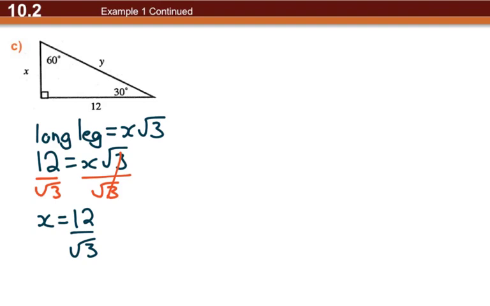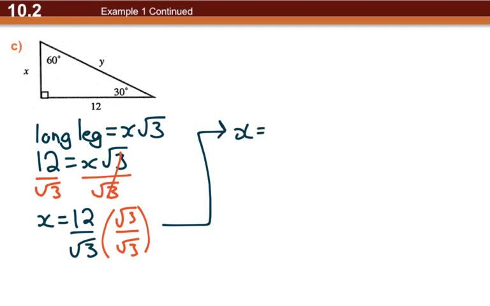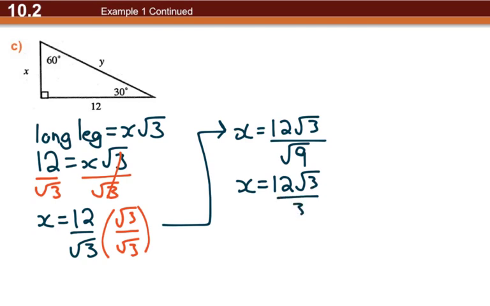Similar situation here to what we dealt with in the 45, 45, 90. We have a root in the bottom that we can't have. So to fix that situation, we'll multiply top and bottom by root 3. On top, 12 root 3. On the bottom, we have root 9. We can simplify that root on the bottom, so 12 root 3 over 3. The 12 and the 3 can cancel to a 4 and a 1. We get that x would equal 4 root 3.